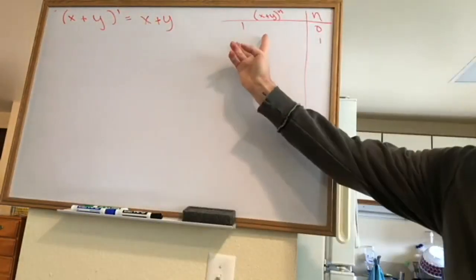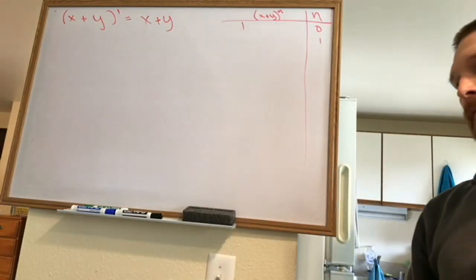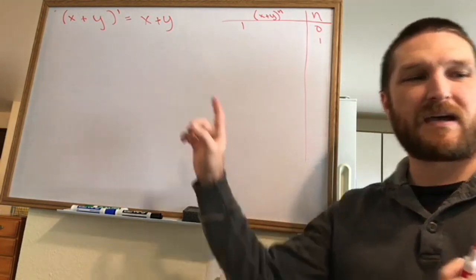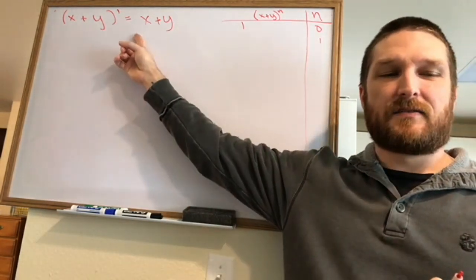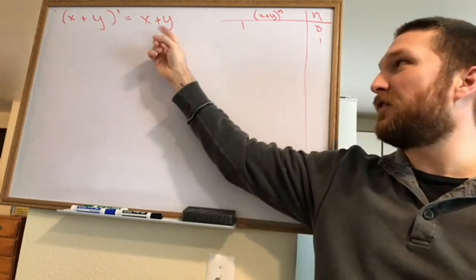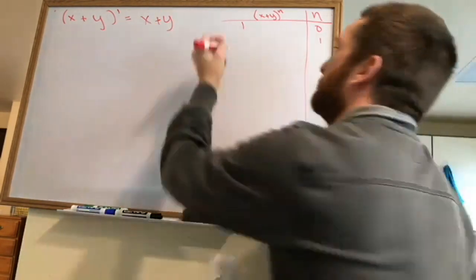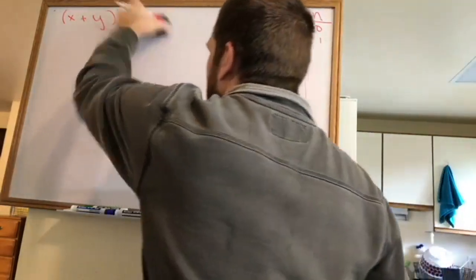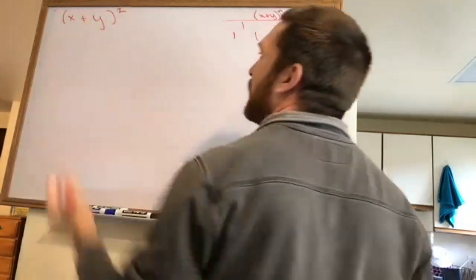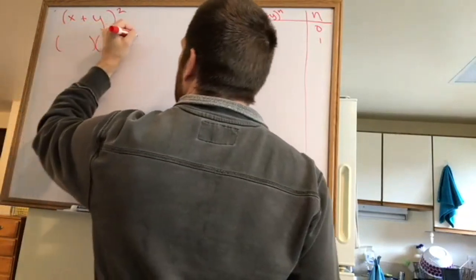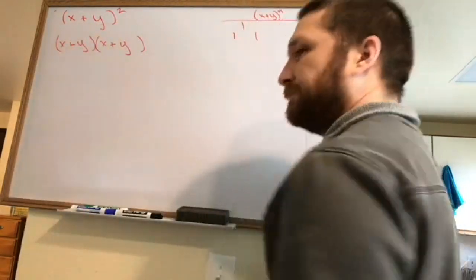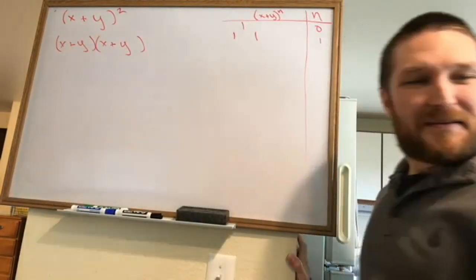And so what I'm going to do here in this column, I'm just going to keep track of the coefficients. So what's in front of the x? A 1. What's in front of the y? A 1. So a 1 and a 1. Now, here we go. x plus y squared. Don't memorize it. We're just going to work it out. We're going to say, okay, x plus y times x plus y is what? x squared.